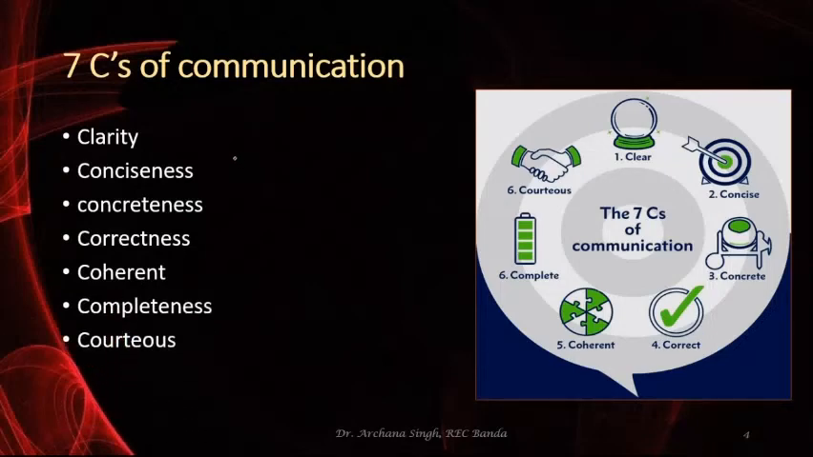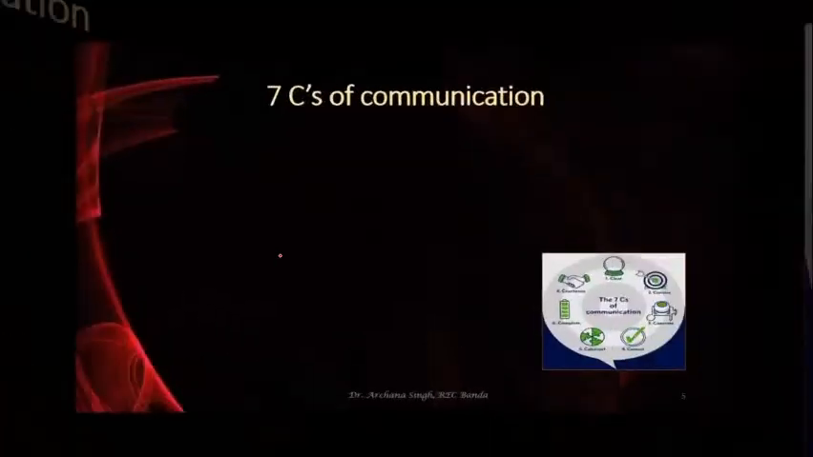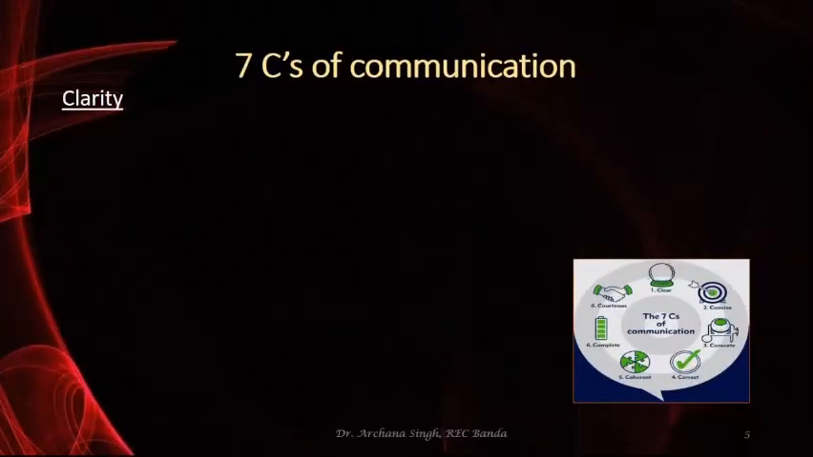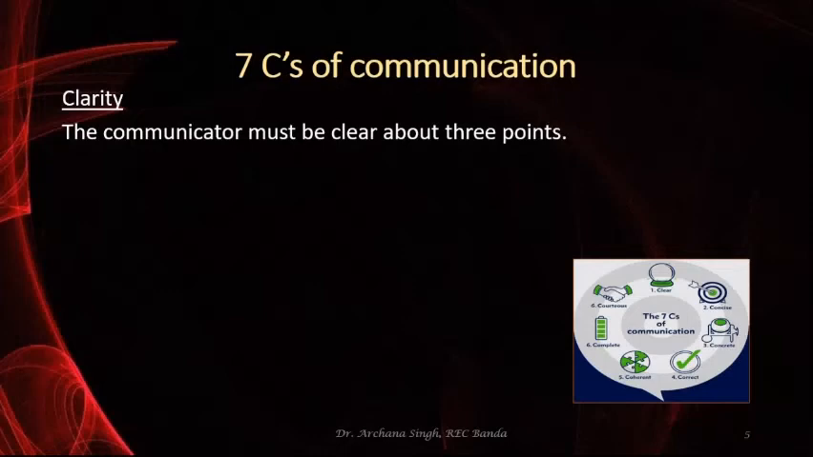The first one is clarity. Second is conciseness. Third is concreteness. Fourth, correctness. Fifth is coherence. Sixth is completeness, and the seventh one is courtesy. These are the 7 C's which are essential to make your communication more effective. Let us study these 7 C's one by one. The first C is clarity.